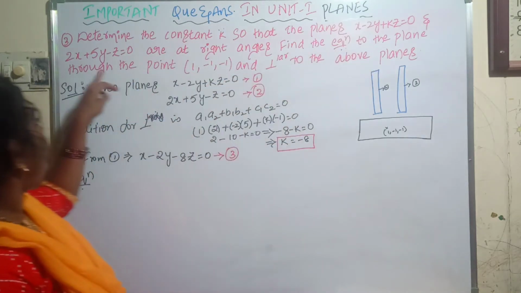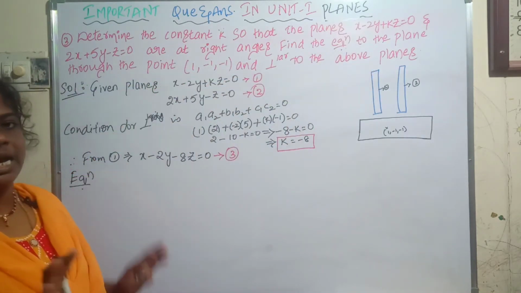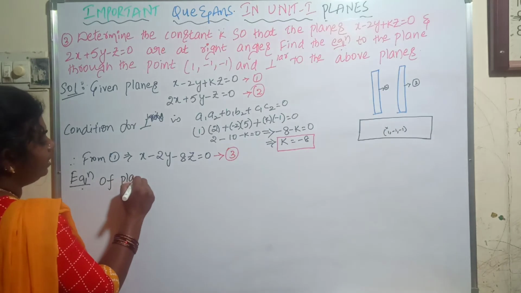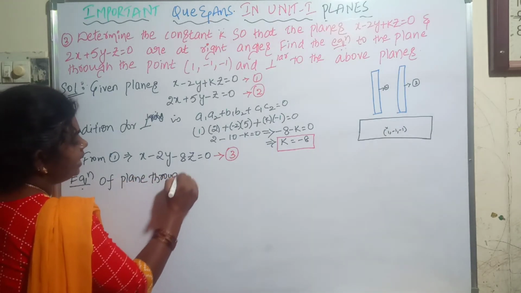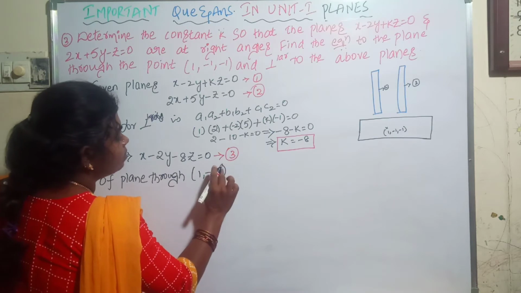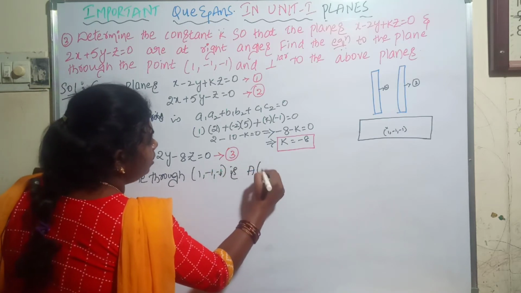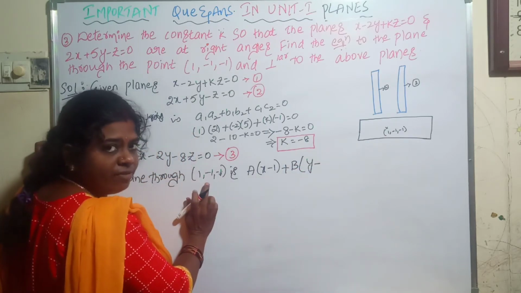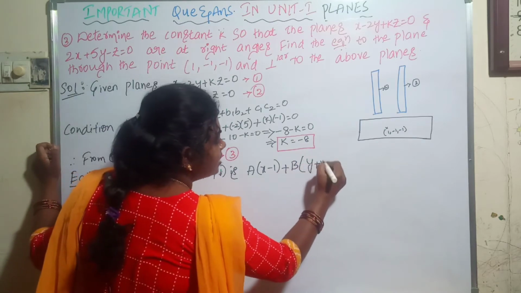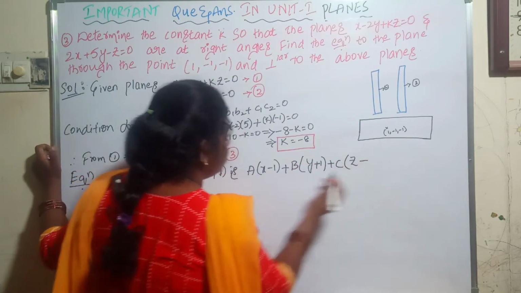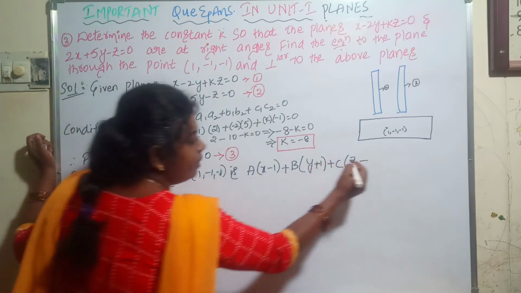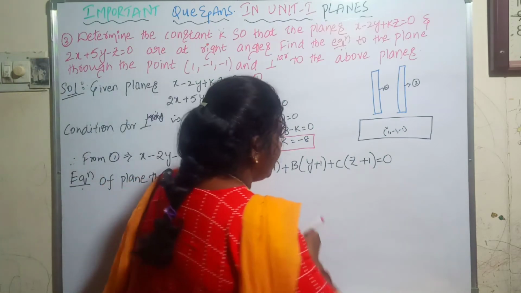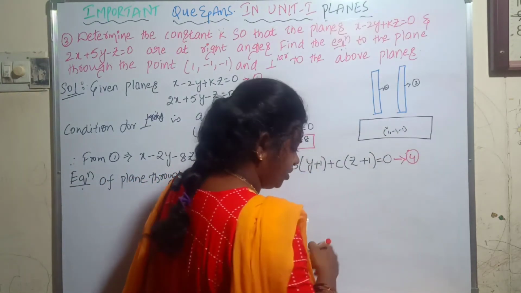Find the equation of the plane through the point. So whenever we see a point, first we write the one-point form. So the equation of plane through the point (1, -1, -1) is a(x - 1) + b(y - y1). Minus y1 means it will become minus into minus, plus 1, plus c(z - z1). In the place of z1 we have -1, so minus into minus it will become plus 1, which is equal to 0. Now treat this equation as the fourth equation.